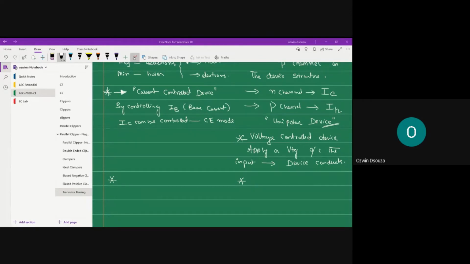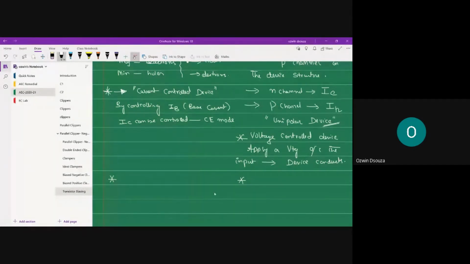So which type of transistor do we use in reality? Both transistors we will use, and the choice of the transistor usage solely depends on the purpose, the end use.